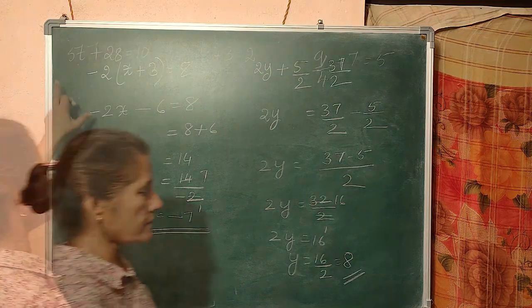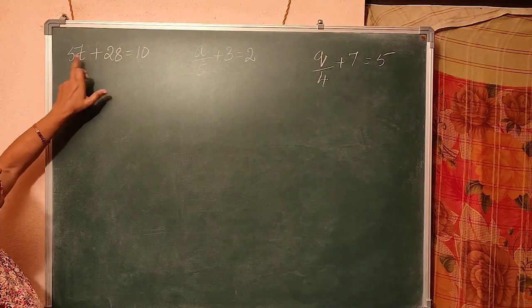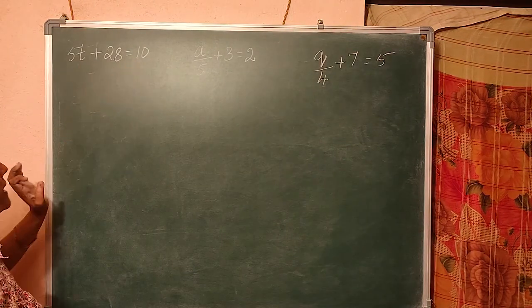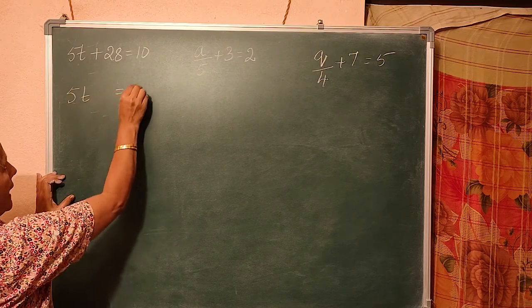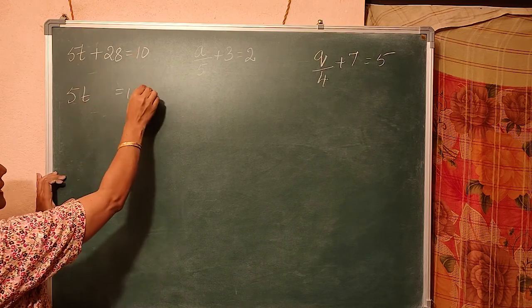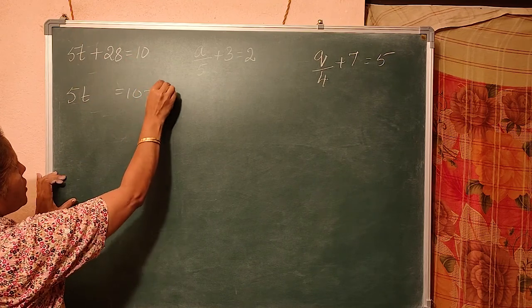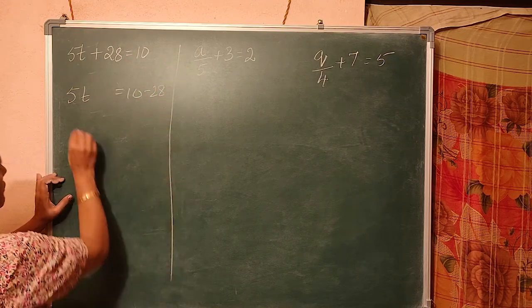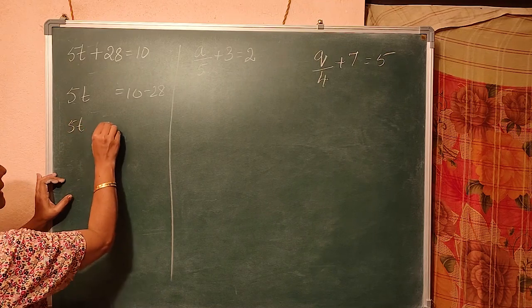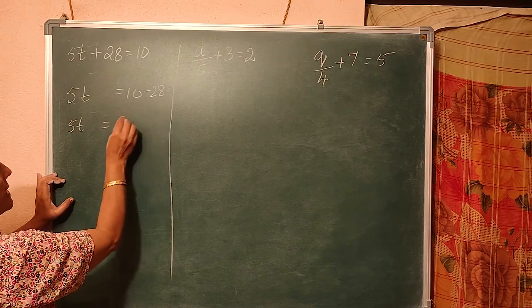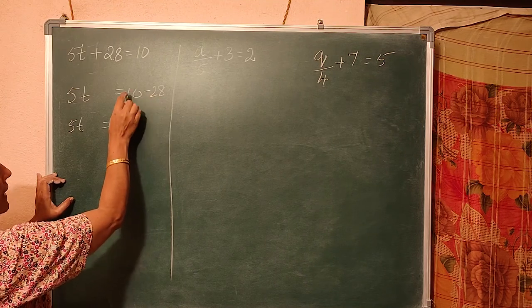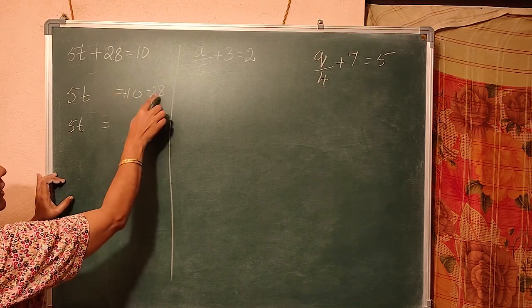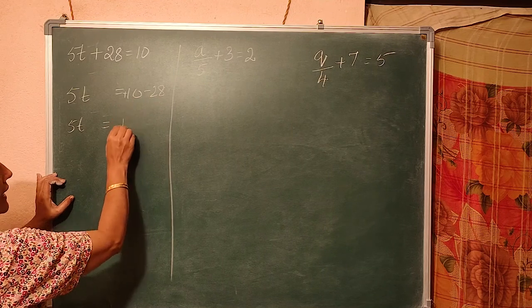Now, the question is 5t plus 28 is equal to 10. What is the next step? 5t is equal to 10, and 28 goes to that side as minus 28. So what do I get? 5t is equal to 10 minus 28. It is the bigger number minus the smaller number. When the signs are different, you have to do 28 minus 10, which is 18.